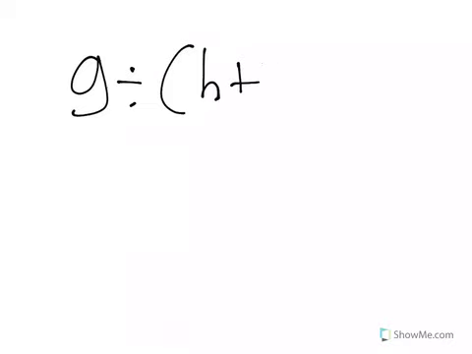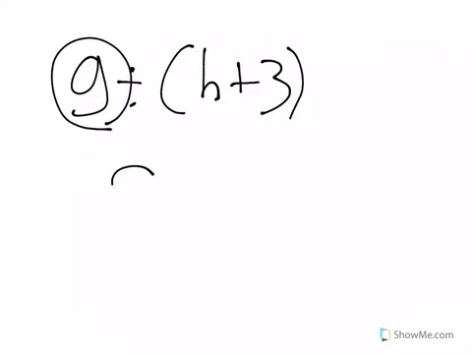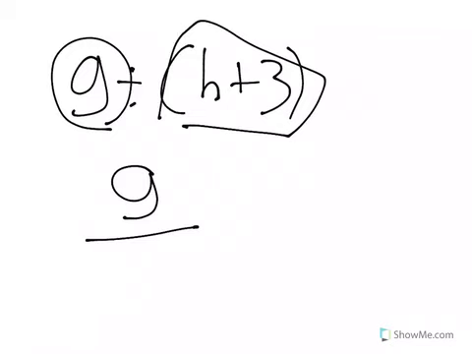Okay, let's look at this problem here. g divided by h plus 3. We're kind of getting into some algebraic thinking here. Now, if we wanted to rewrite this without the division symbol, we'd rewrite it as a fraction. So what we're dividing, g, is your numerator. What you're dividing it by would be your denominator, h plus 3. So we end up with g over h plus 3.